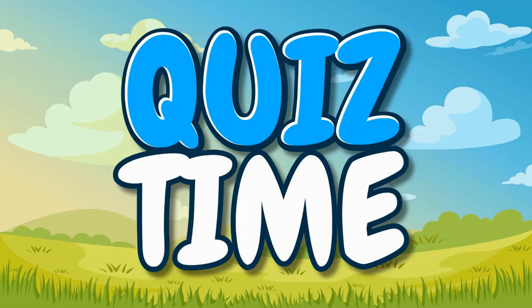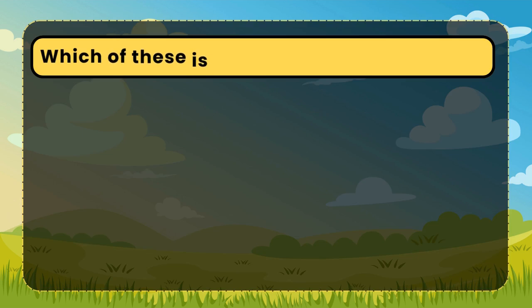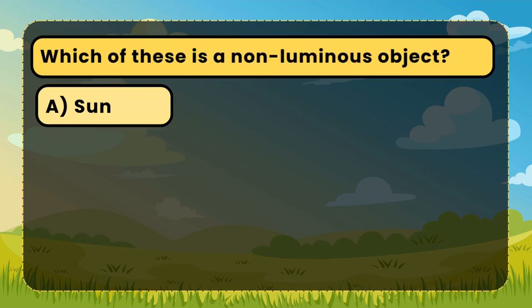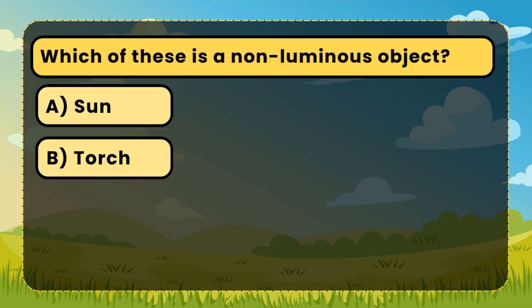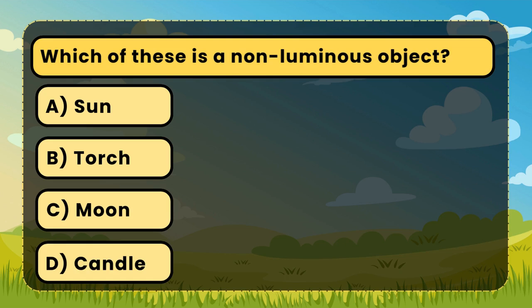Now let's test it. Quiz time. Which is a non-luminous object? A. Sun. B. Torch. C. The moon. D. Candle. The correct answer is the moon.